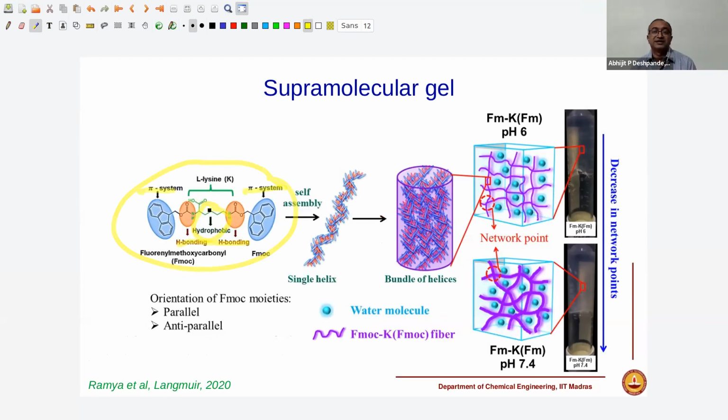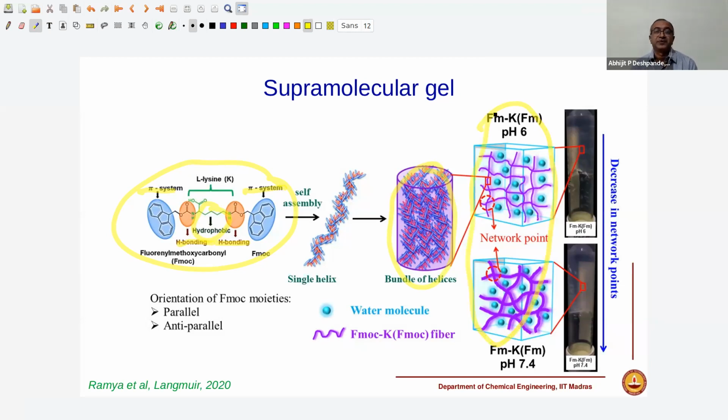And so there is self-assembly when you put these in different types of solvents, and they form chiral systems. And these helices can assemble together in terms of bundles, leading to basically a gel.